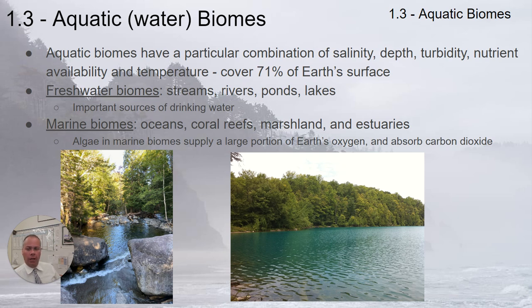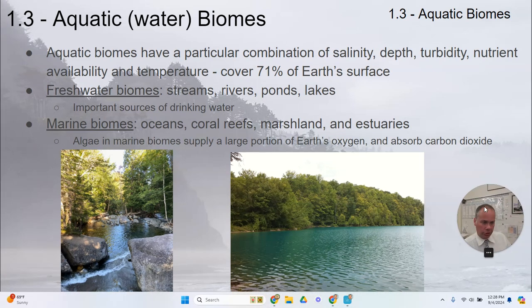Marine biomes are biomes that do have more salt dissolved in them, at varying levels of salt. This includes oceans, coral reefs, some coastal marshlands, and estuaries. And we know that the algae found in these marine biomes, especially the oceans, supply the vast majority of the Earth's oxygen and also absorb significant amounts of carbon dioxide from the atmosphere. These are important ecosystem services.